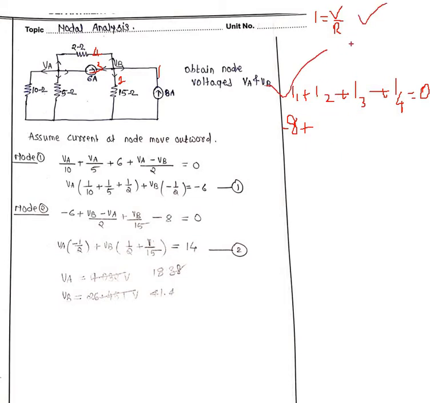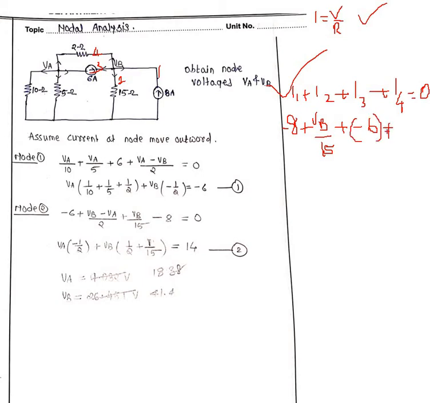Okay, I2. This I2 I can consider V by R. What is the V? VB. VB divided by 15, plus I3. Where is I3? Here, I3. My assumed arrow mark is opposite, so opposite means minus 6.